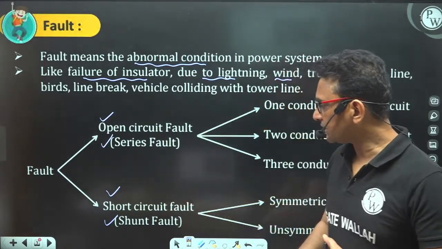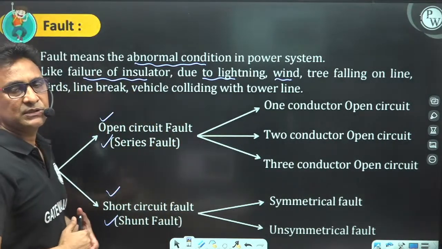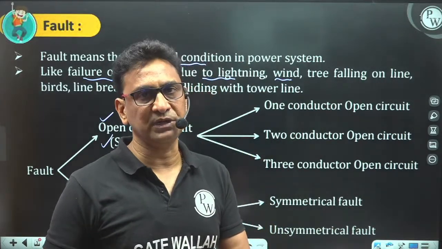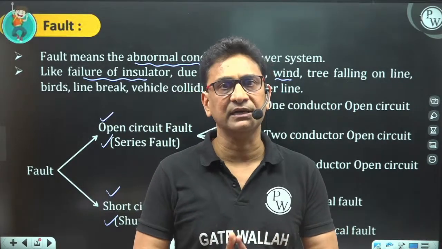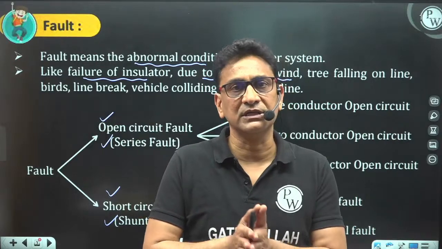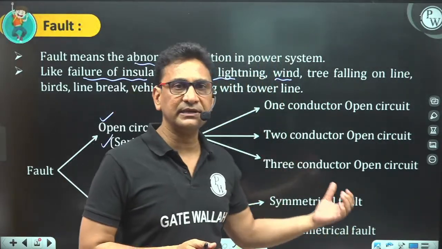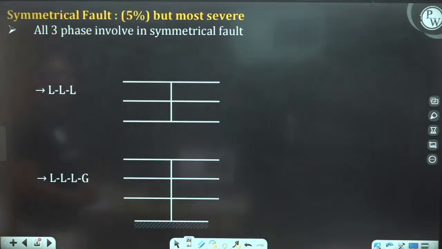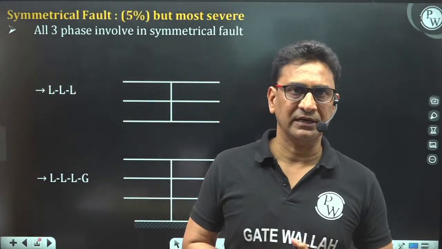So we will try to cover the short circuit fault in detail. Short circuit fault, which is also called the shunt fault, can be classified into two categories. It may be the symmetrical fault or it may be the unsymmetrical fault. We will focus our discussion only on the shunt fault or the short circuit fault. That means in the next 6 days, we will try to cover the symmetrical fault as well as the unsymmetrical fault. So what is the main difference between the symmetrical fault and the unsymmetrical fault?